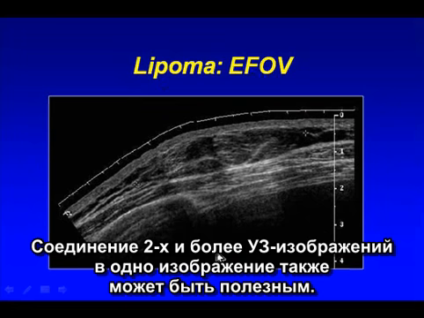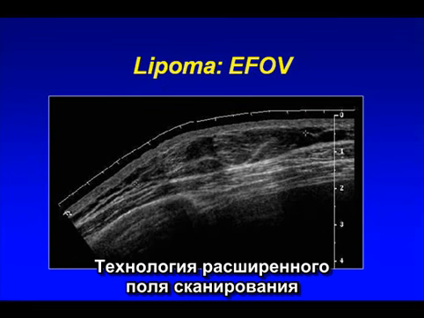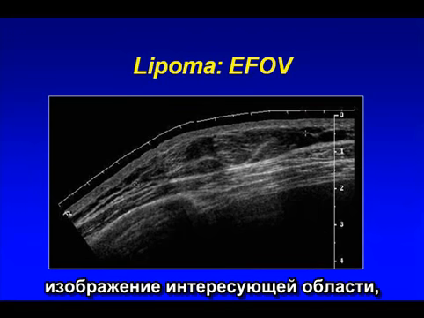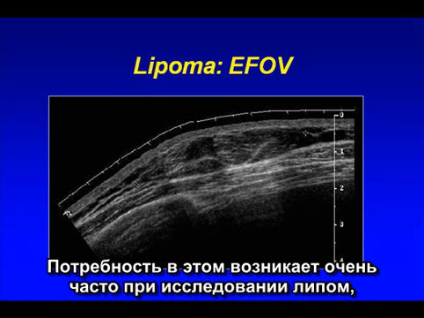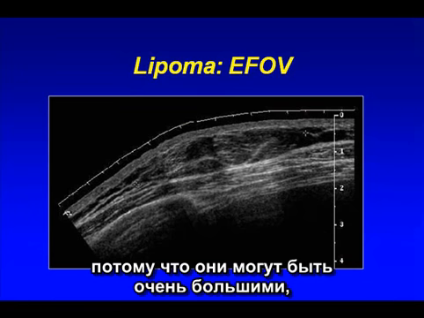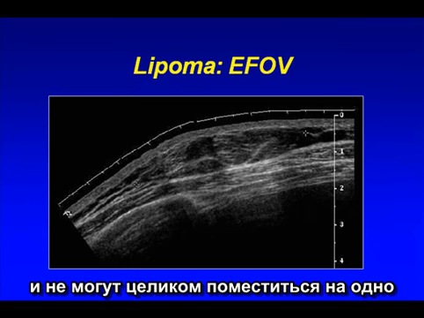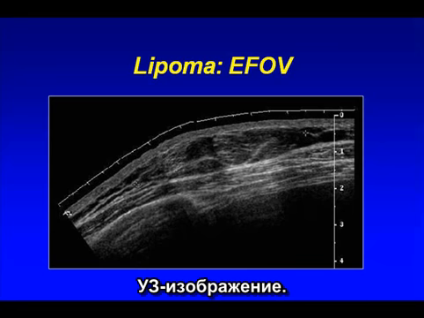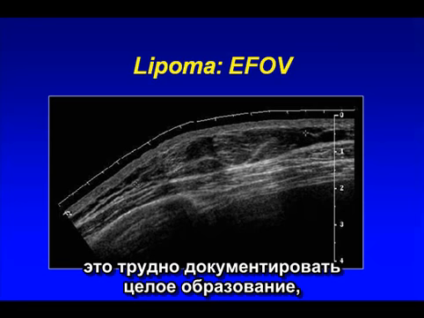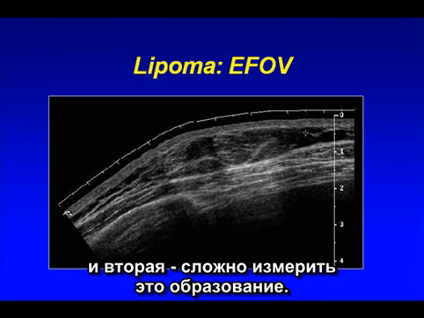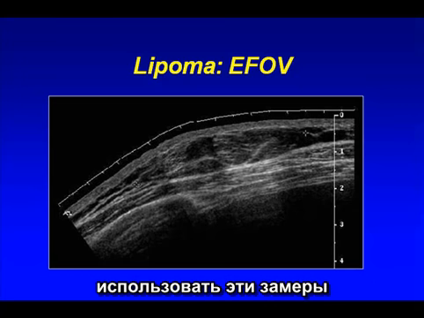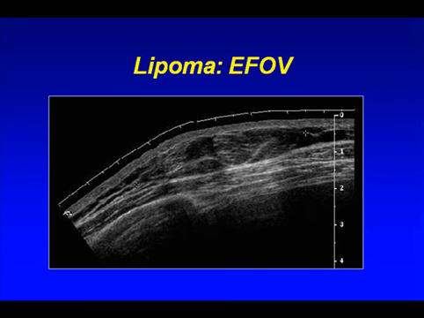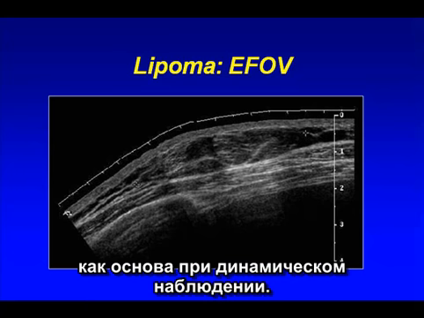Extended field of view is useful. Extended field of view technology can give you a more panoramic image of an area and can give you a better feel for how big a lesion is. And this comes into play quite often in lipomas because they can become quite huge and will not be able to be imaged completely on one ultrasound image. And the problem with that is twofold. First of all, it's difficult to document the entire lesion, but also it's difficult to measure it. If you use extended field of view imaging, you can get measurements, and then you can use those measurements to report the size and also as a baseline for follow-up.